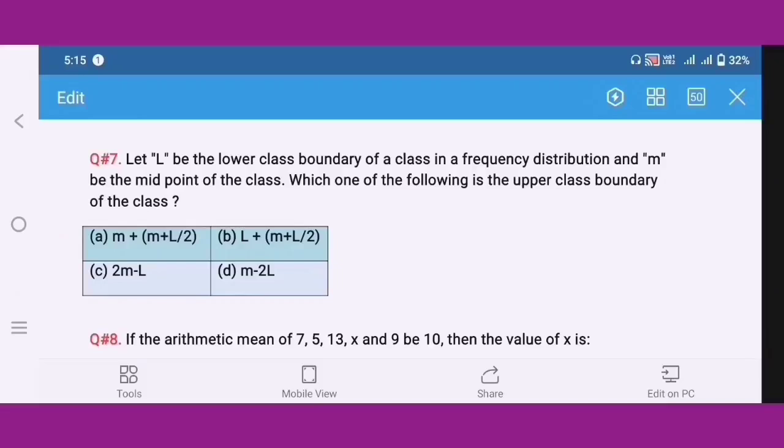The options are A, M plus L divided by 2. Option B, L plus M plus L divided by 2. Option C, 2M minus L. Option D, M minus 2L.